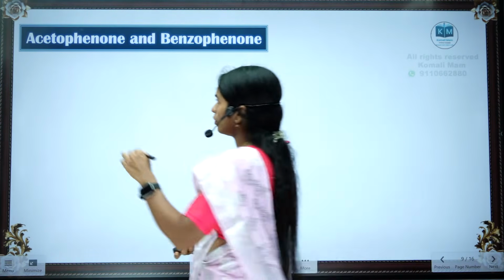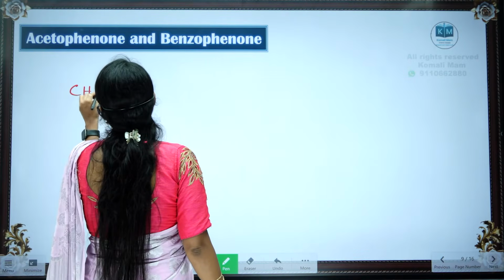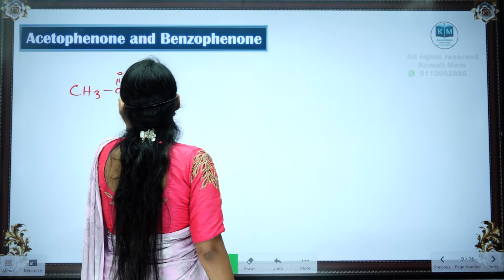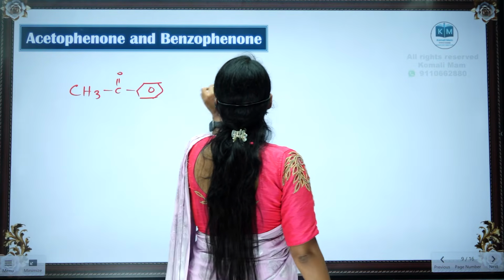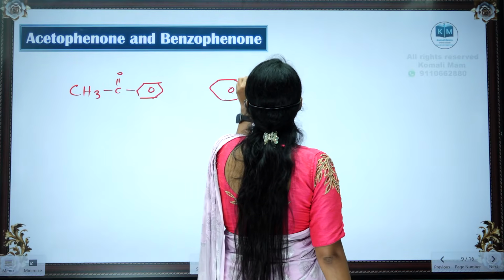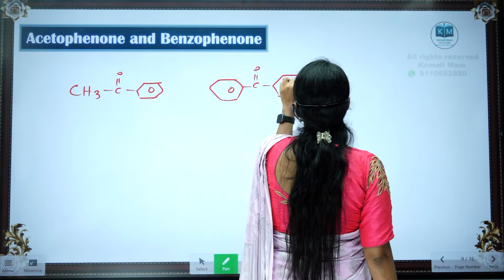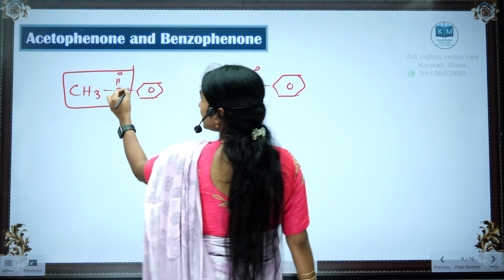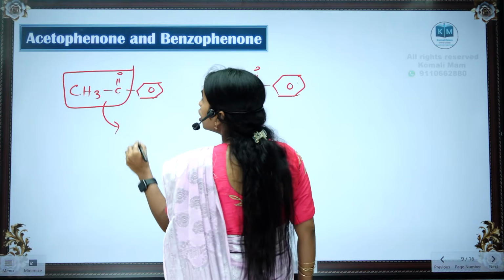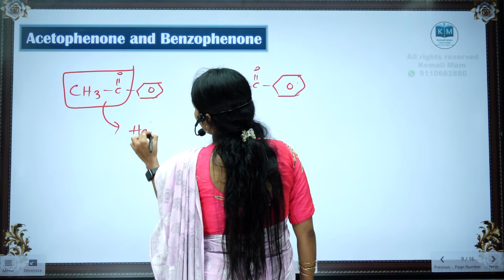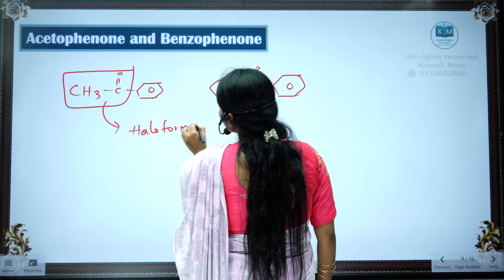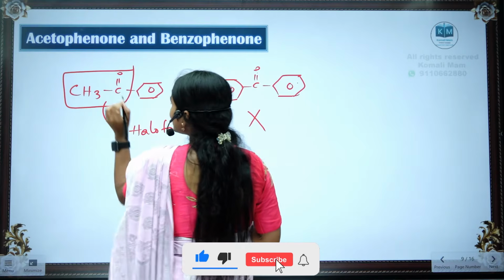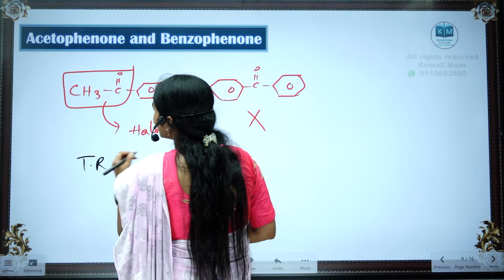Acetophenone and benzophenone. Write the structure of acetophenone. CH3 C double bond O, and this is the benzene ring. This is acetophenone. Next, benzophenone has 2 benzene rings, you put here and write like this. Both are ketones only. Acetophenone has CH3 C double bond O, so it gives haloform positive. Benzophenone doesn't give haloform. This is one test. Okay. And one more test. This is Tollens reagent.